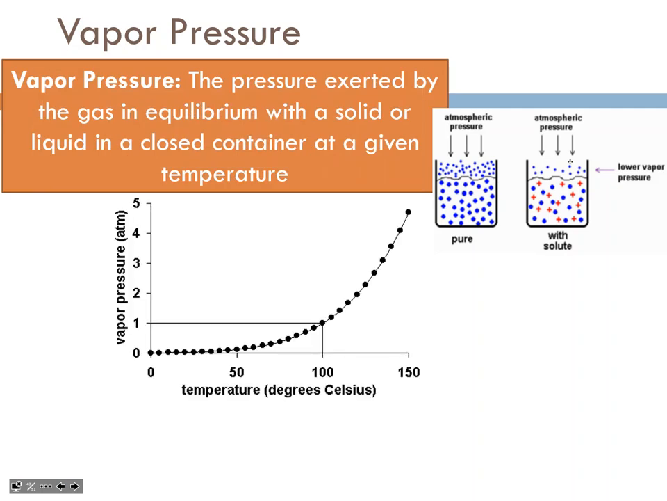So we kind of touched on this back in Unit 5, but adding in vapor pressure curves, because they look like this. Now we're graphing them and reading the graphs. But vapor pressure really is exerted by the gas in equilibrium with a solid or liquid. Most of the time it's liquids here, in a closed container at a given temperature.